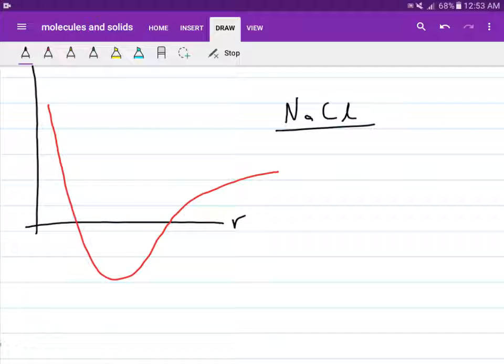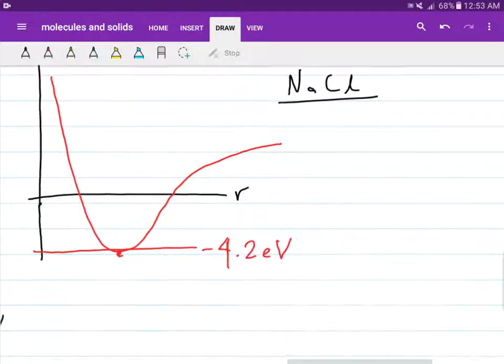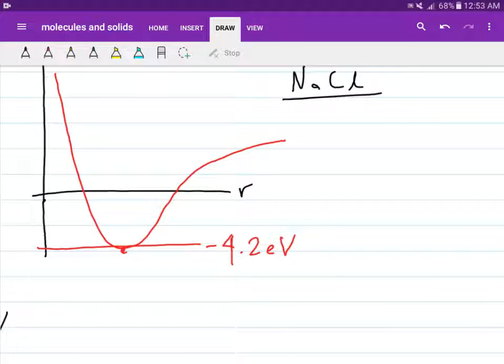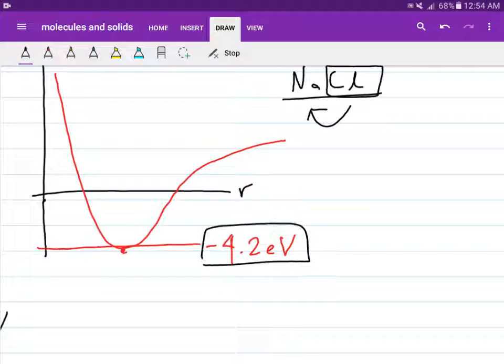So it has a minimum value of minus 4.2 electron volts. So what this means is that one of these species in this chemical bond is bound to the other by means of this negative potential.